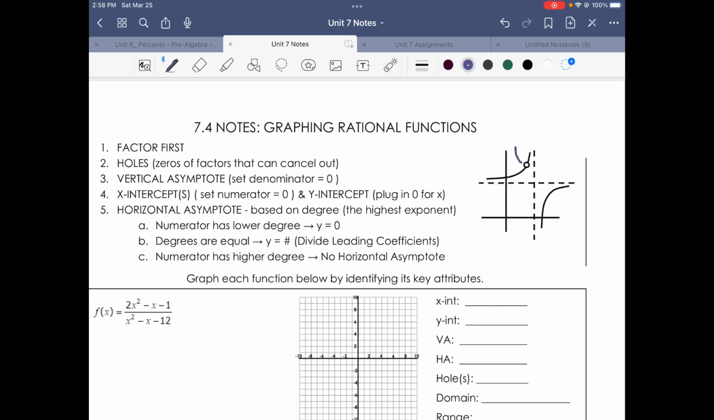The first one is you might see that there's a little open circle right here. That is called a hole. It is left behind when common factors are canceled out. It's an x value that no longer works with the problem, but is still part of the graph, so we draw an open circle instead.